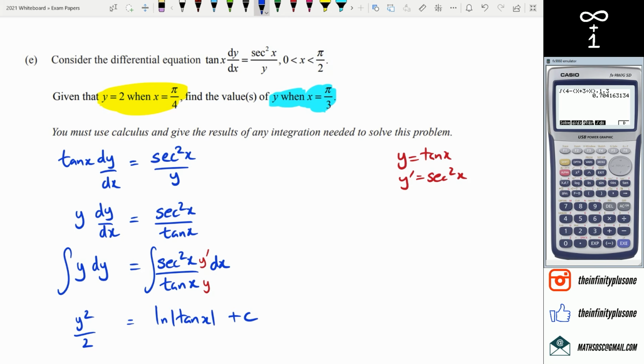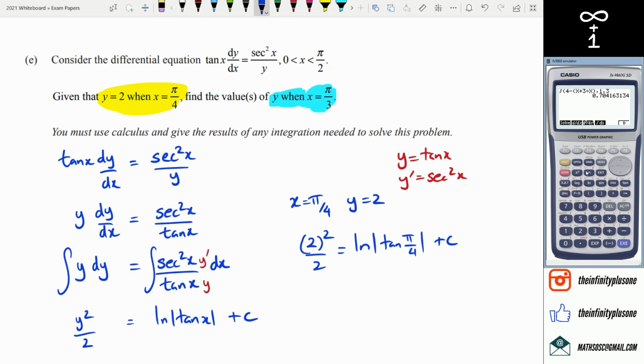Because the next step is to use the part that's highlighted in yellow, which is x equals pi over 4, y is equal to 2. We're going to use that to figure out what c is. So we're going to get 2 squared over 2 equals ln of tan pi over 4 plus c.